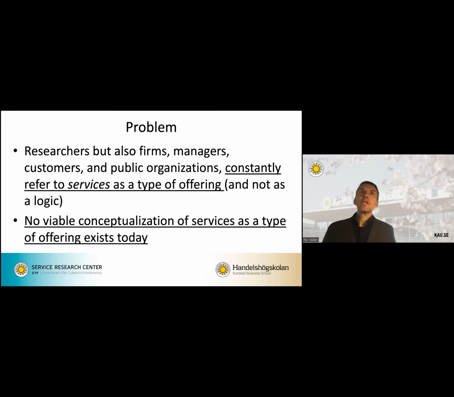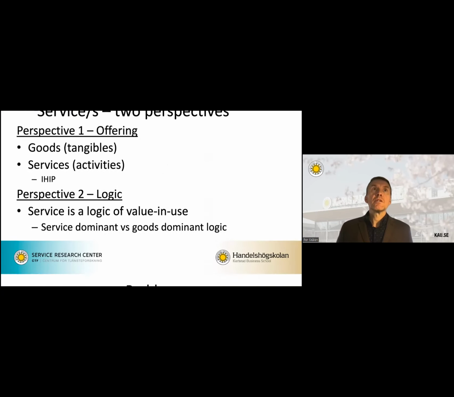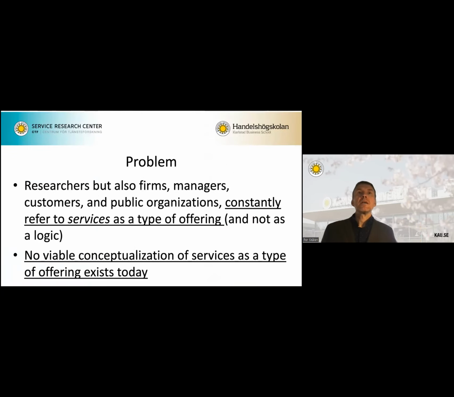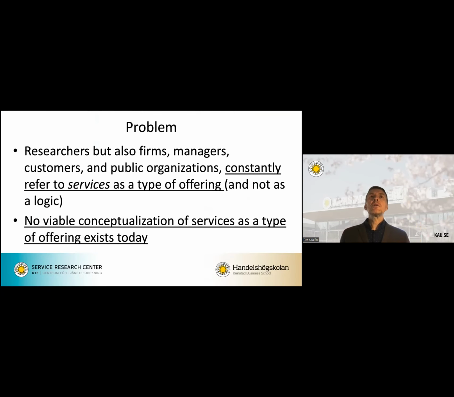The problem that I'm departing from here is that a lot of researchers, for instance, I counted the first of the service research priority papers that you perhaps have seen in Journal of Service Research. I think you should read them if you haven't been reading them. And they use the notion of services as a type of offering, that is services according to perspective 1 here, 72 times. So the problem here is that a lot of researchers, but also firms, managers, customers, and public organizations constantly refer to services as a type of offering and not as a logic. So people talk about services in a way that we don't research services in service research.